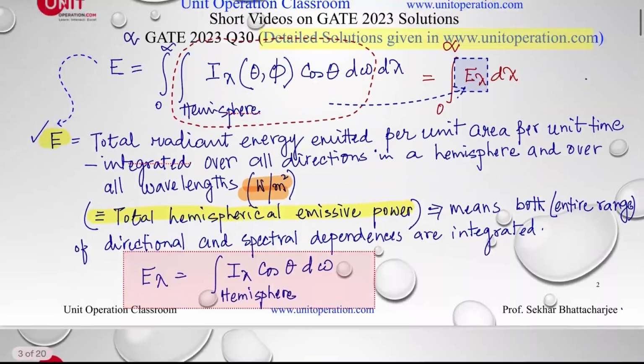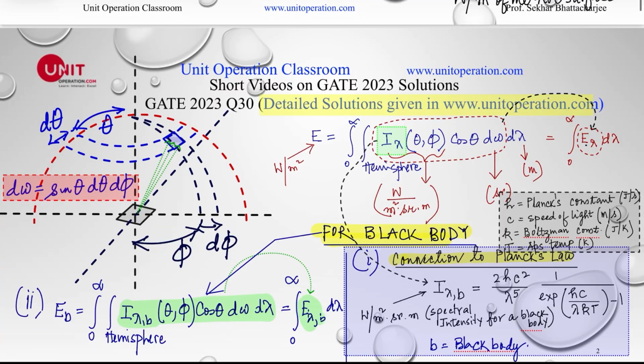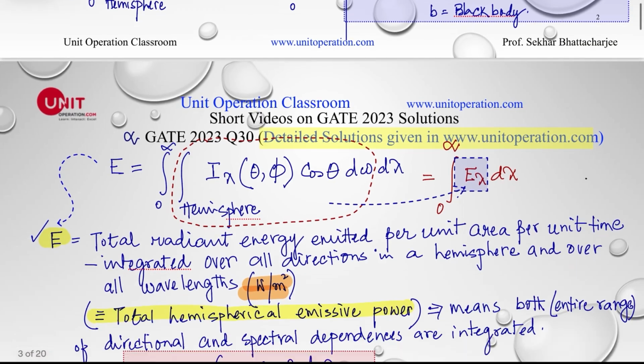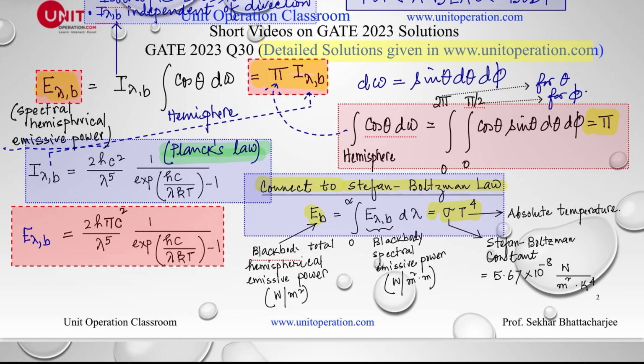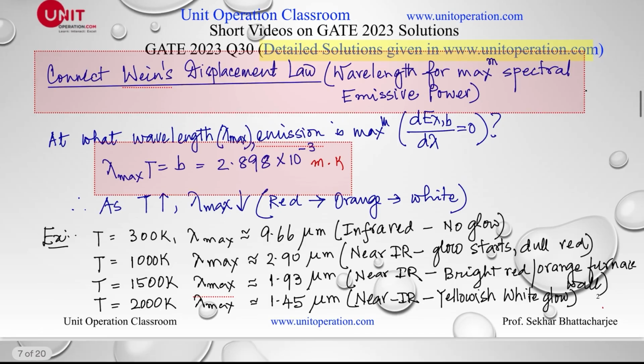So again, quickly going back here. If we write this for the black body, this is given by Planck's law. This is integrated over the hemisphere. That gives me a value of pi, and from here we get E lambda b, and when this E lambda b is integrated over this range, it gives me the Stefan-Boltzmann law, the total hemispherical emissive power. Okay, that's a very important one.